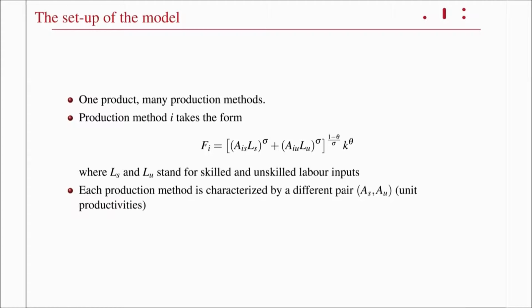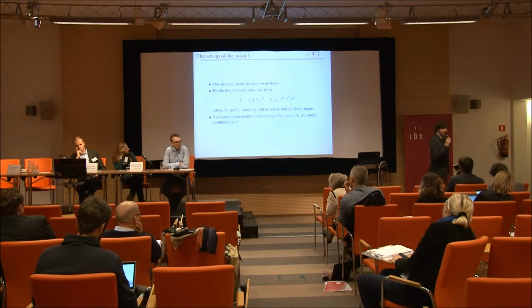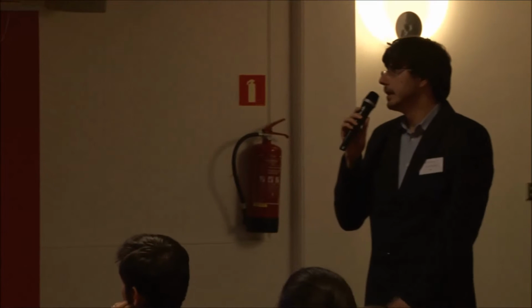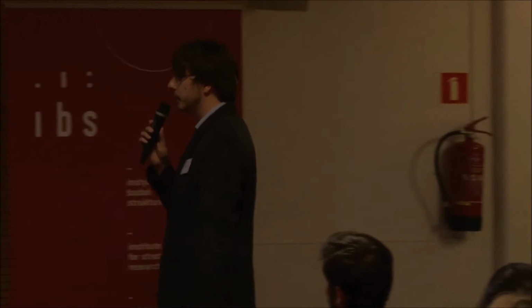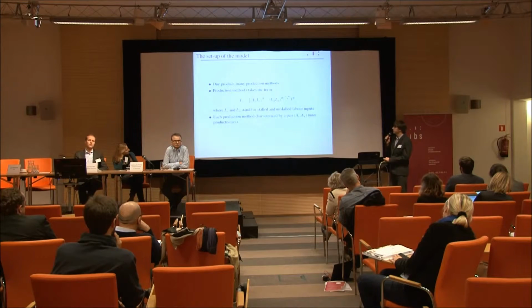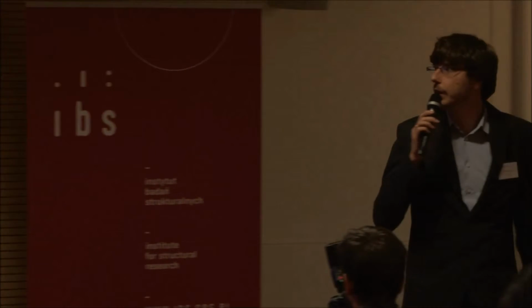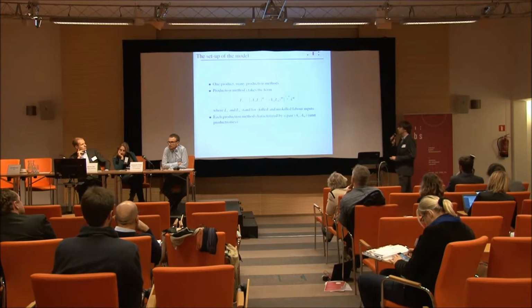This is based on the Castellin-Coleman model. Their model was static. I made it dynamic to fit the dynamics of the data. And it's pretty simple. You have only one final product, but you have many ways of producing it. There are several production methods that you can use. Each production method is characterized by the CES production function, but the production methods differ from each other in the parameters AS, AU, the unit productivities.